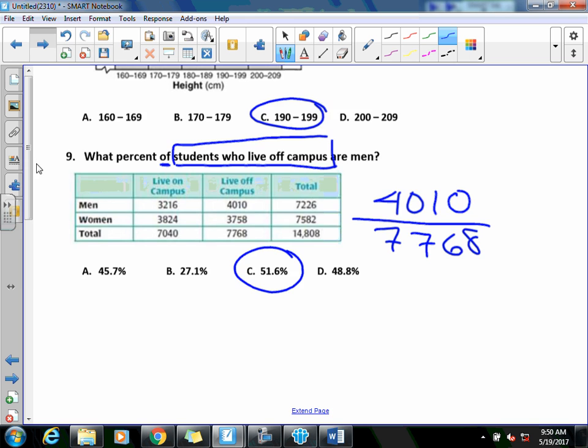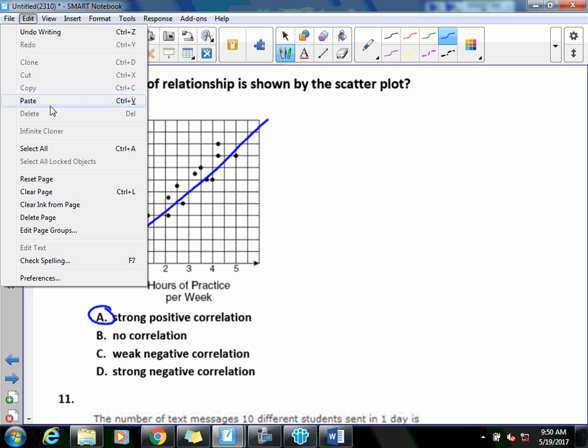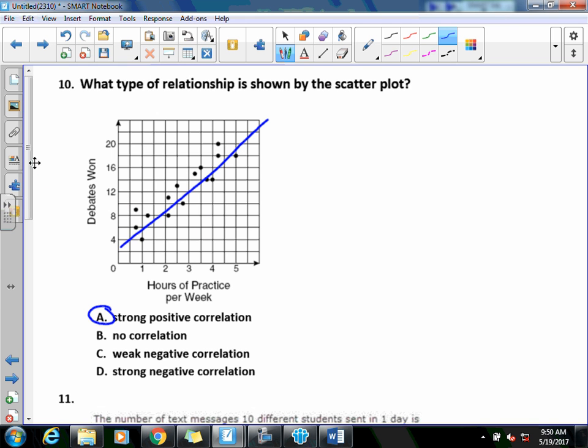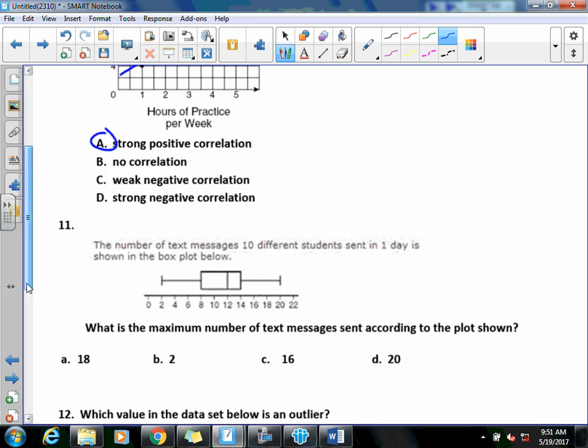Okay, so now that was number 9. So next page, number 10. All right. So I think that's pretty obvious that this is a strong positive correlation. If it was a little more horizontal, it'd be a little weaker. But this is strong. That's strong. So it's A.